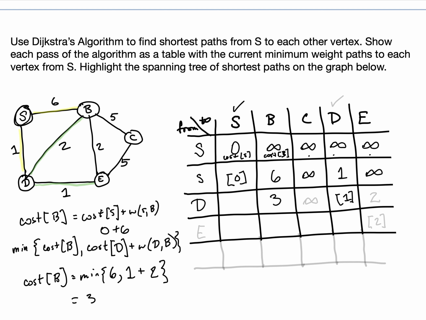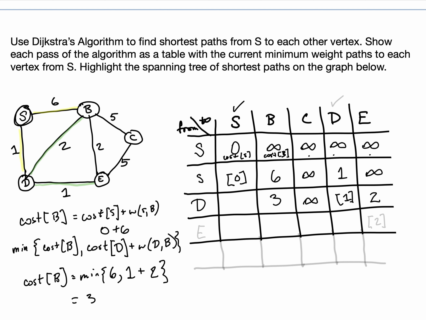What about other neighbors? C is not a neighbor, so its cost is not being updated. And E is a neighbor, so its cost will be updated. So it's the minimum of infinity and whatever the new cost is, and the new cost will be better than infinity. The new cost is the cost up to D so far, which was just 1, plus the weight of the edge from D to E, which is 1. So this new cost is 2.